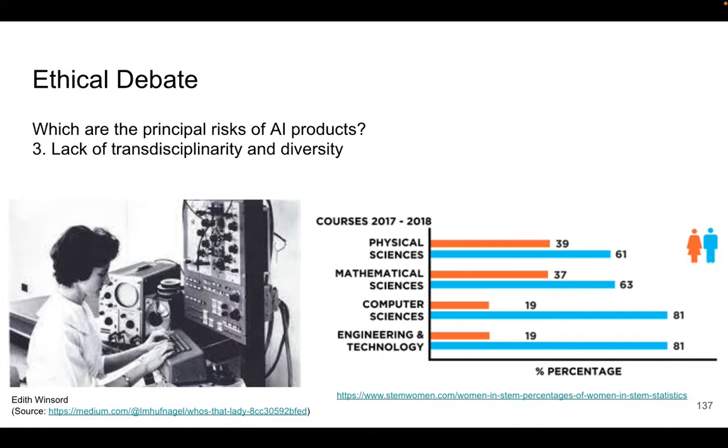Another risk is the lack of transdisciplinarity and diversity, like the lack of women sometimes, or lack of other minorities, to have all the perspectives of a problem. With more brains, the more we can think about different risks, and the more we will be able to prevent future disasters, future consequences.